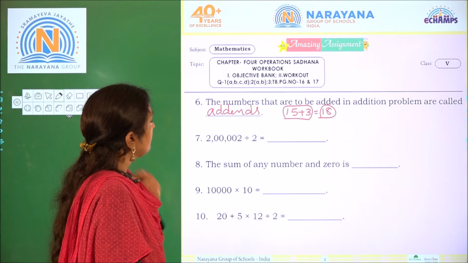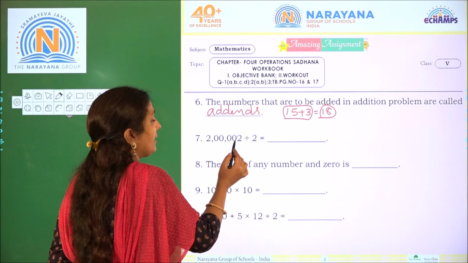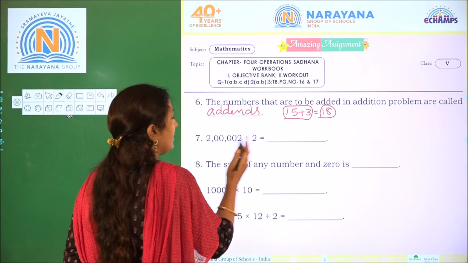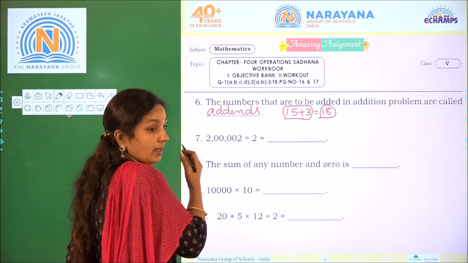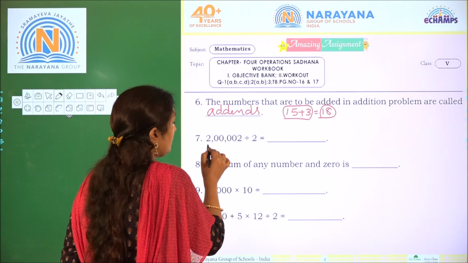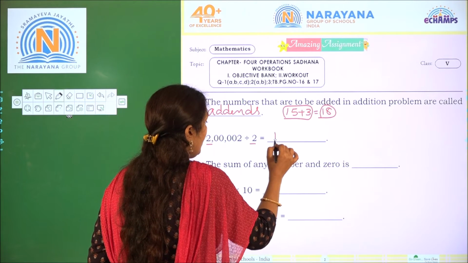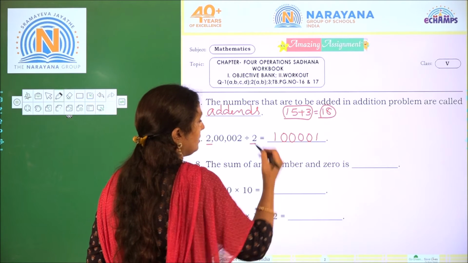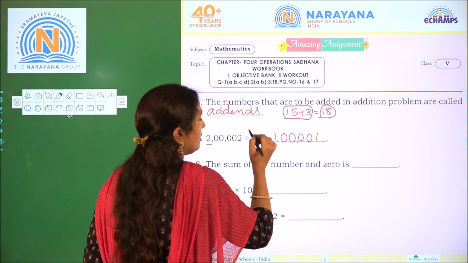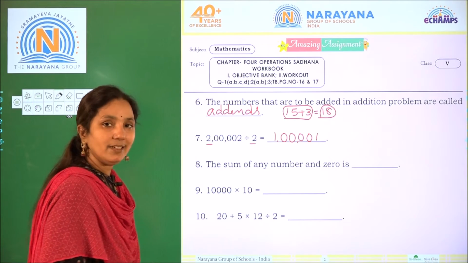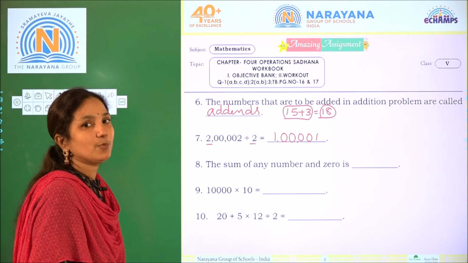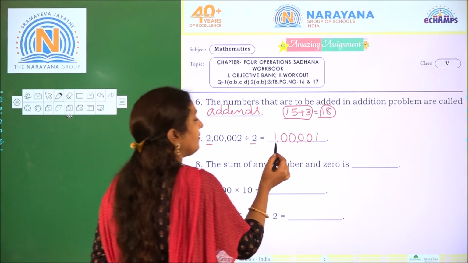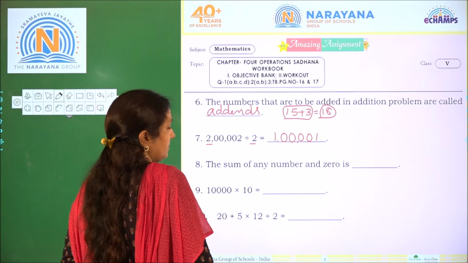Next. 2 lakh 2 is divided by 2. Simply, you know that always we start from the leftmost place. 2 divided by 2 is 1 time, now 0, 0, 0, 0, 1. So you will get 1 lakh 1. 1 lakh 1 times 2 gives 2 lakh 2. Got it children? So the quotient will be 1 lakh 1.